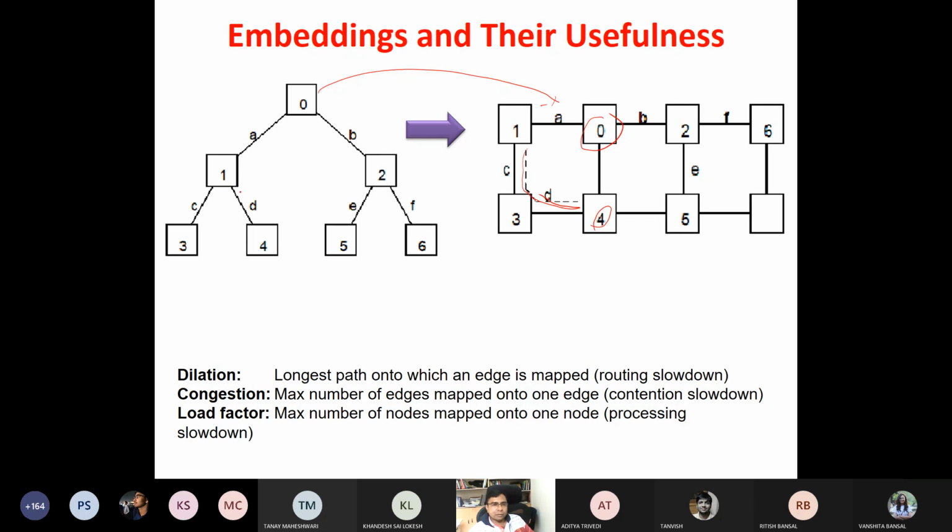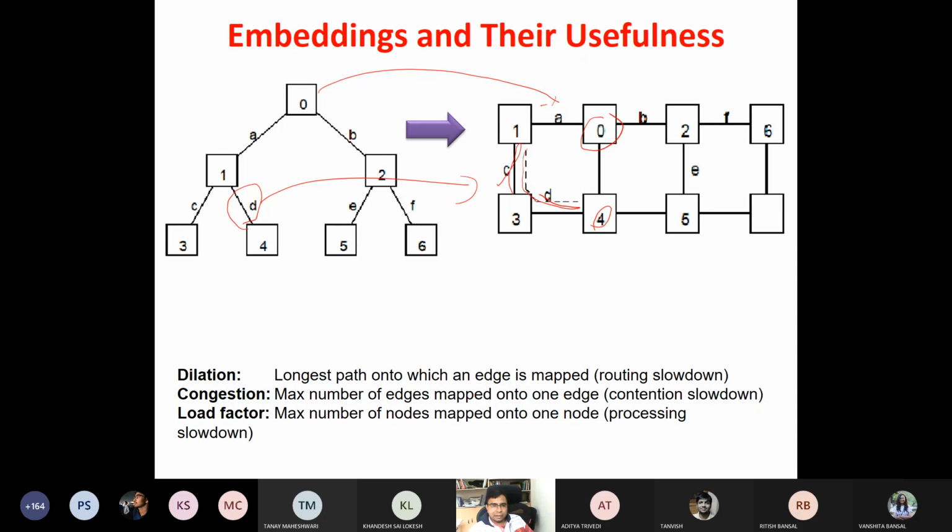That means here one edge is mapped to two edges. Another thing is this edge, here 1 to 3. These edges are required to transfer data for 1 to 3, also 1 to 4. So the load factor is definitely 1 because we have enough number of nodes, so there is no issue. But one thing is the longest path to which one edge is mapped.